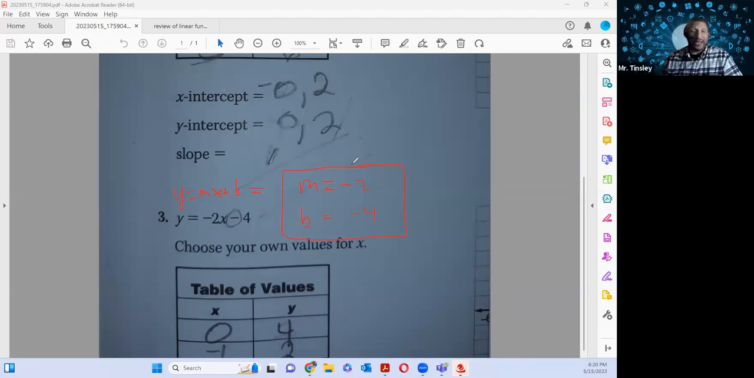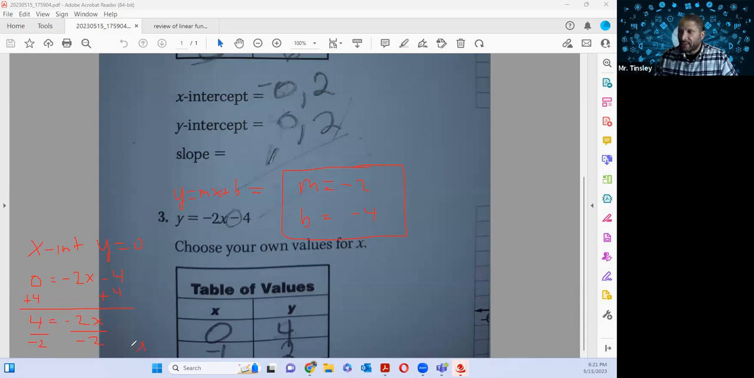Now, if they ask you for the x-intercept, this is what you do. The x-intercept is where y is equal to 0. So I just plug that 0 in: 0 = -2x - 4. This is a simple 2-step algebraic equation. I'm going to add 4 to both sides. I get 4 = -2x. Again, this is a simple 1-step equation. In order to get x by itself, I need to divide by -2.